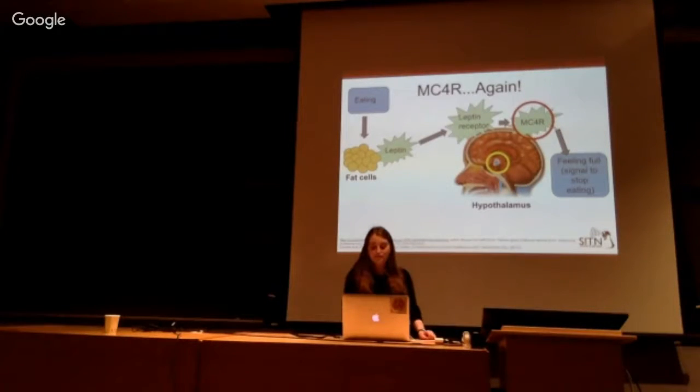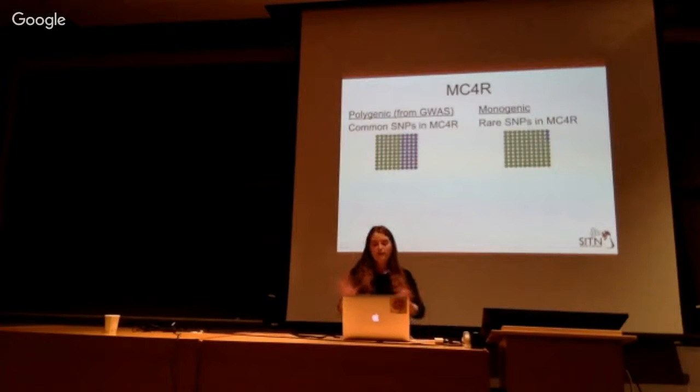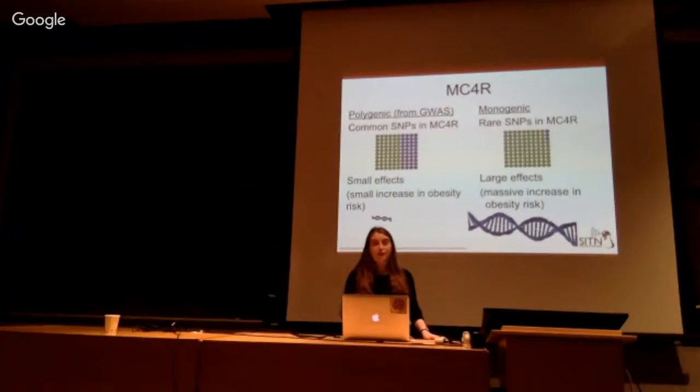Because that means that the same gene is coming up in two different ways as being relevant for causing obesity. So just to compare this for you, from GWAS, these polygenic SNPs that we're finding, we find common SNPs in MC4R, whereas the ones from these monogenic studies are rare. And the common SNPs that were found by GWAS have small effects, so a tiny increase in obesity risk. Whereas the rare SNPs that cause monogenic obesity, by definition, cause large effects. So a massive increase in obesity risk.